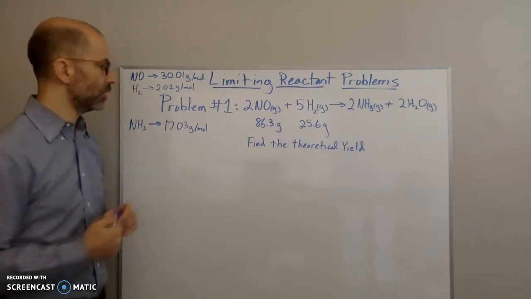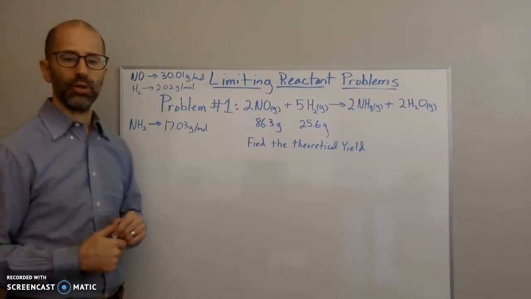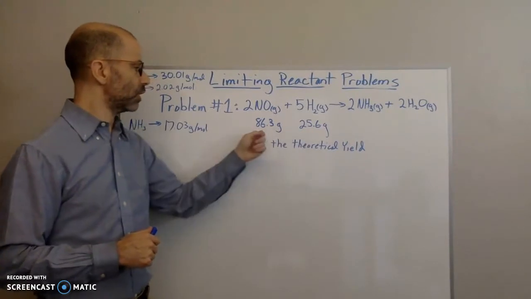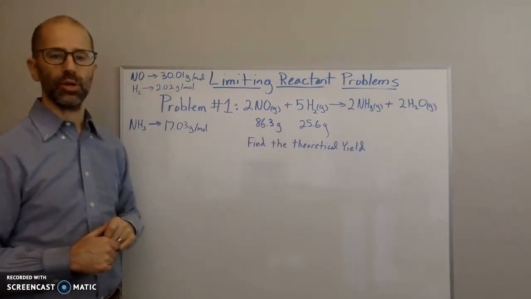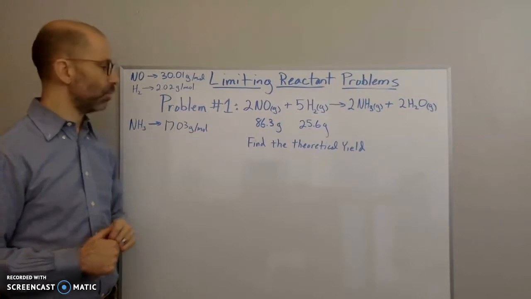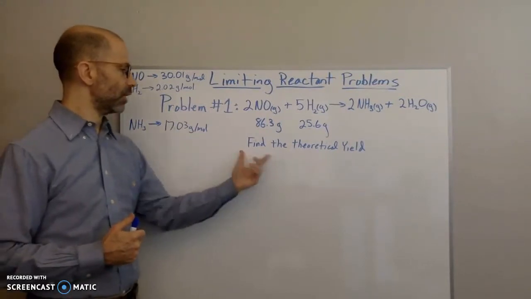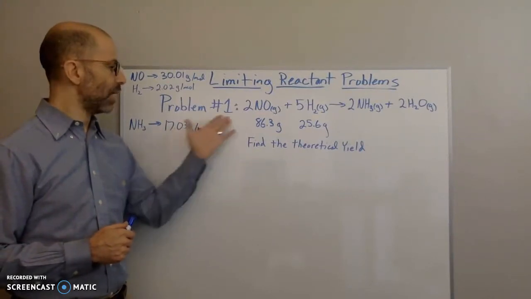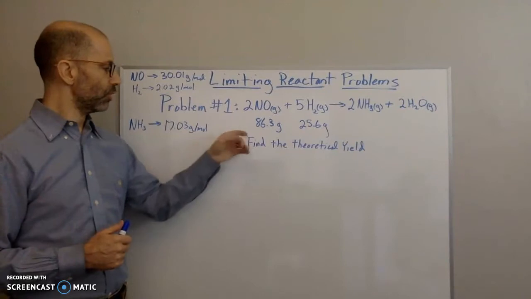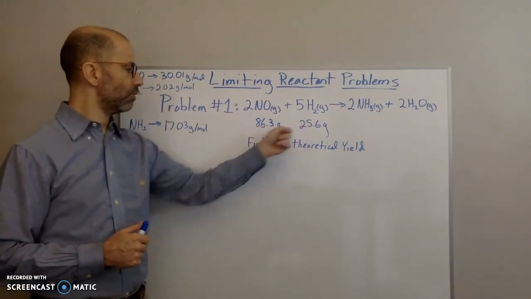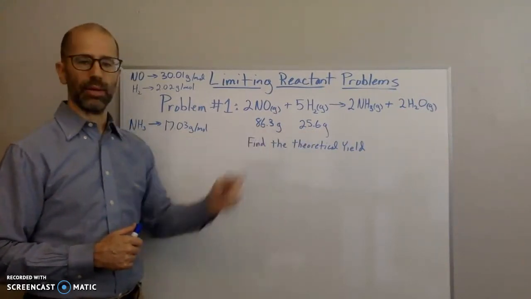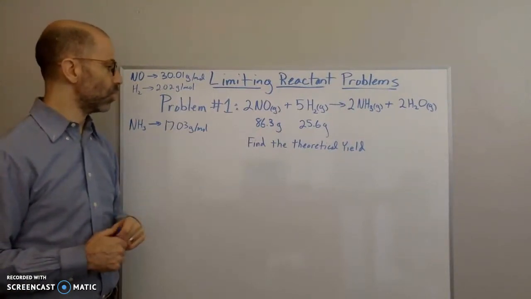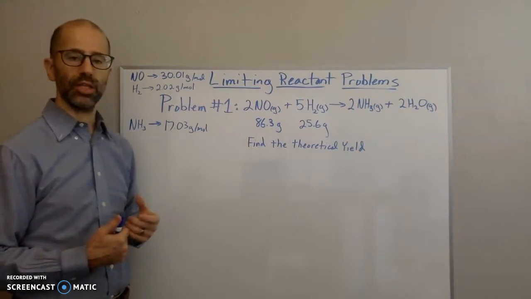And so, in this problem, they are giving you the balanced equation, and they give you two amounts of both of the reactants. So, in this case, the problem is asking you to find the theoretical yield, and all they've given you is the balanced equation, and they also give you an amount of each of the reactants in mass, grams. And so the question is, well, which one is going to produce the least amount?